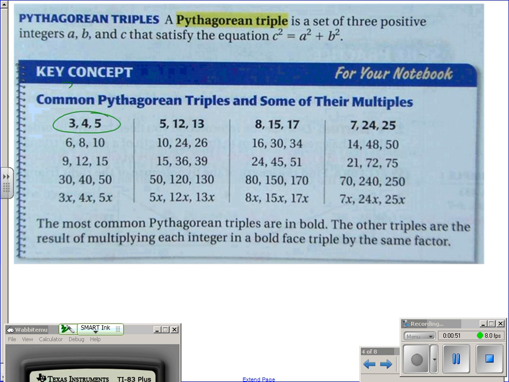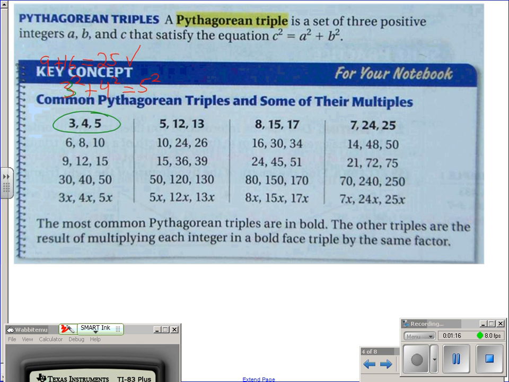Just as an example, let me get a color that shows up a little bit better. 3 squared plus 4 squared should equal 5 squared. Working my way up. Whoops, 3 squared is not 16. 4 squared is 16. 3 squared is 9. You add those up. Does that equal 5 squared, which is 25? Yes, it does. That's the idea of a Pythagorean triple.